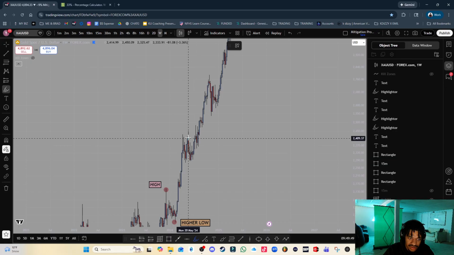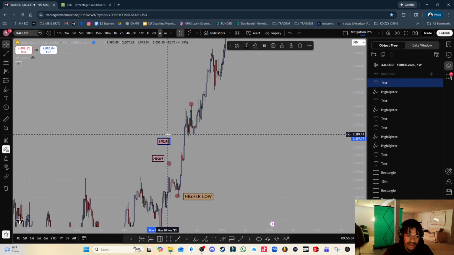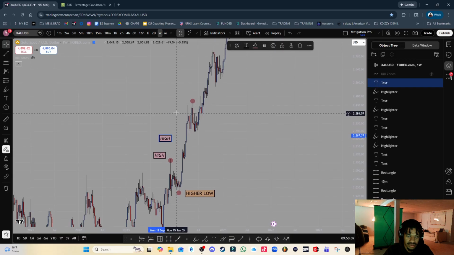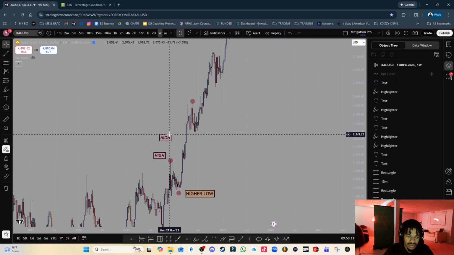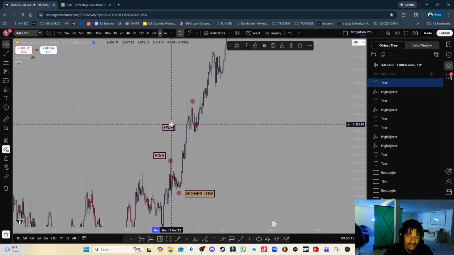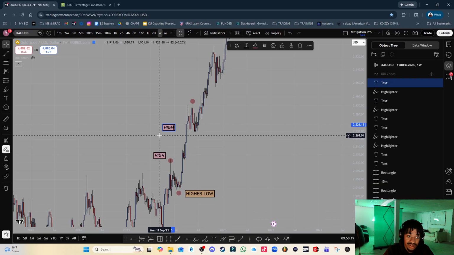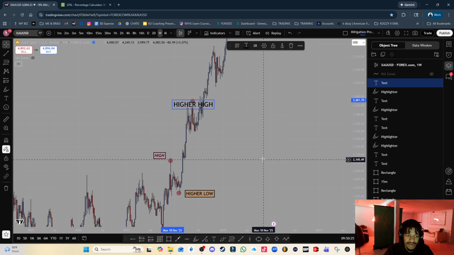So I'm marking this, right? I'm going to get my text tool. My mouse is bugging out. Nah, this is crazy. Can't even drag this thing. Need a new mouse. Higher high, right?